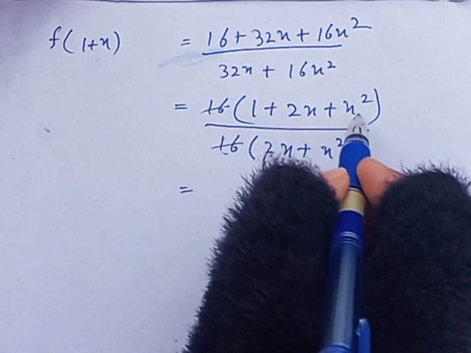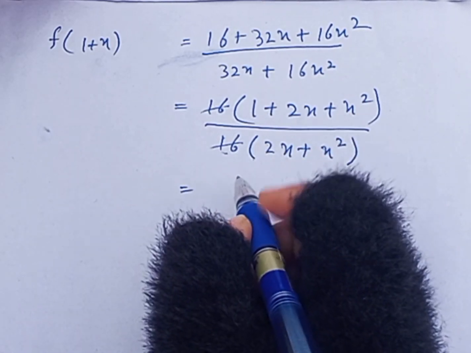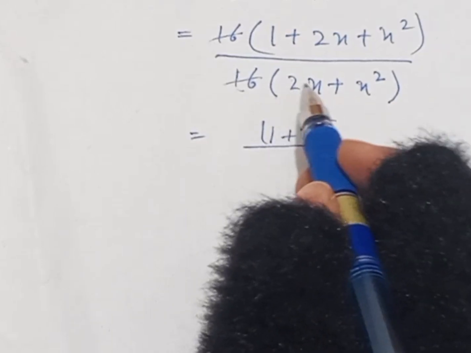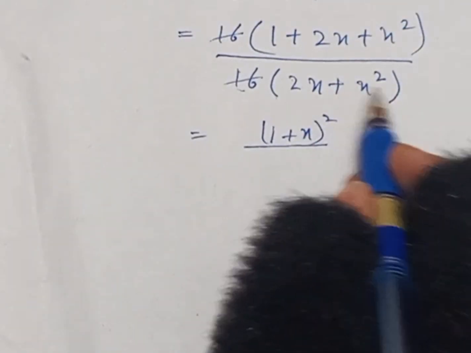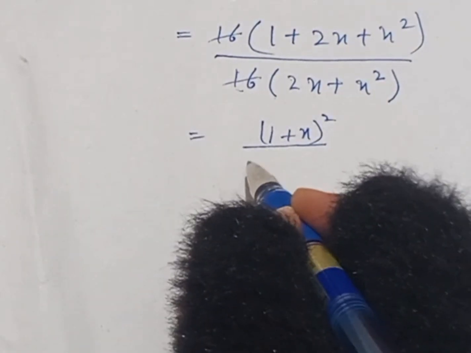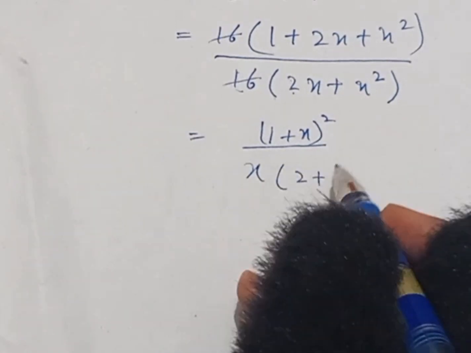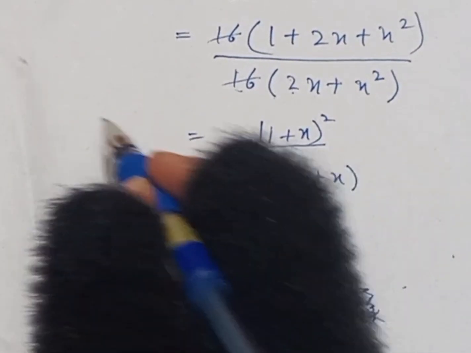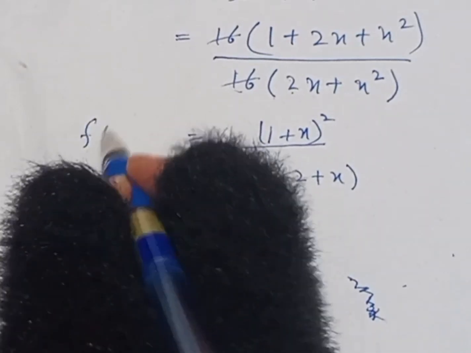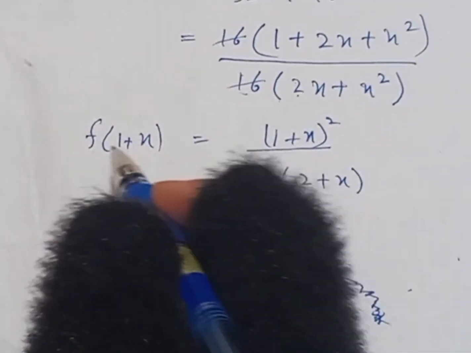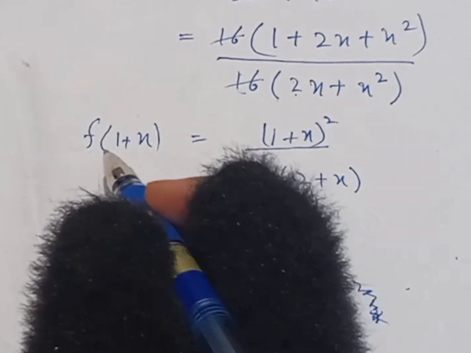Now look at the remaining value. This is the formula of (1 plus x) whole squared. And now look at the denominator, x is involved in these two terms, so we factor out x, this will become just 2, plus x squared will become x, and the left hand side is f of 1 plus x. Now in the next step, we just find the value of f of x.